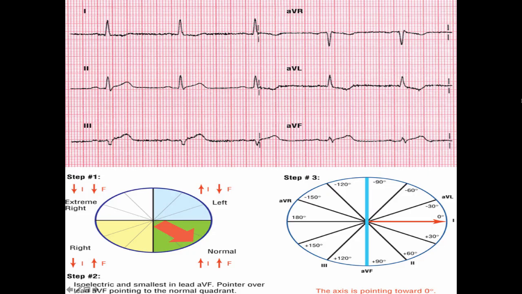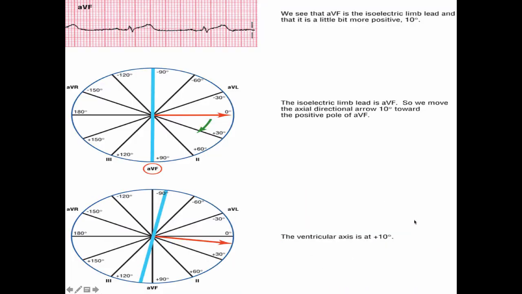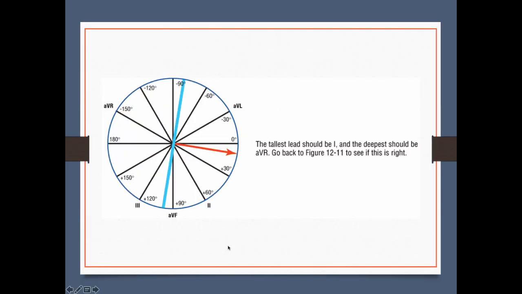Let's go through our 3 examples once again. Example 1, we are in our normal quadrant. Lead 1 is up, AVF is mostly upright, so we're going to call that up and up. We're in our normal axis quadrant. We picked AVF as our smallest, tiniest amplitude lead. That's my isoelectric lead. And then I drew my arrow at a perpendicular angle to 0. We adjusted it a positive 10 degrees, so we ended up at positive 10 degrees.